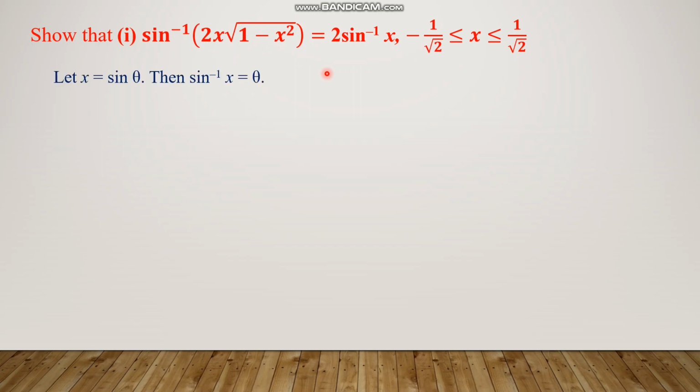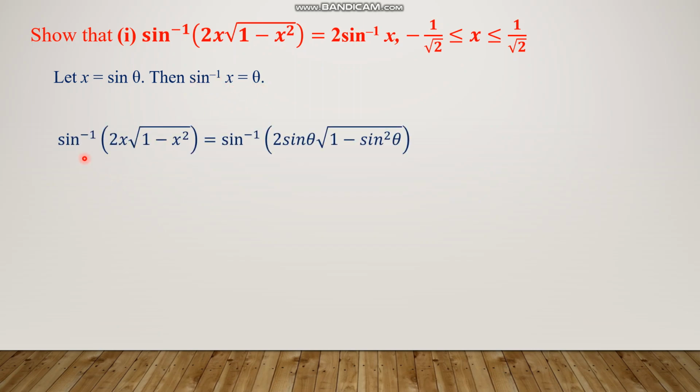So in this problem, if we substitute x is equal to sine theta, then as we know, sine inverse of x will become theta. If I take LHS, which is sine inverse of 2x into root of 1 minus x square, that will be equal to sine inverse of 2 into sine theta into root of 1 minus x square. X square is nothing but sine square theta. But we know that 1 minus sine square theta is cos square theta, and if I take the square root, that will become cos theta. So the whole term will be 2 sine theta into cos theta. But we know this formula, 2 sine theta cos theta is nothing but sine of 2 theta.